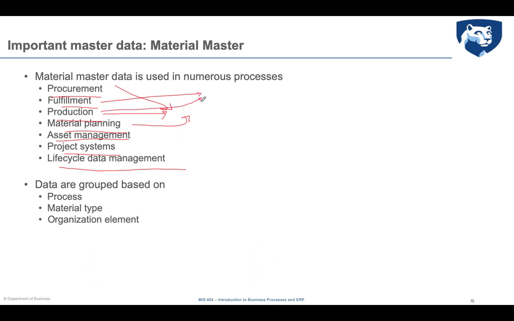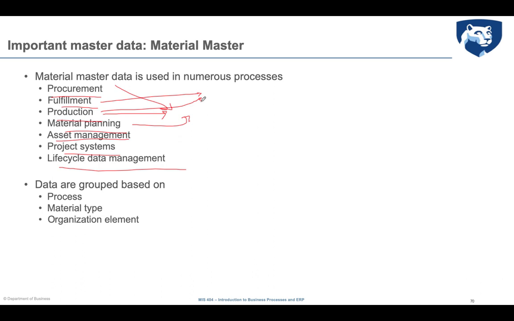Data about the customer are needed by fulfillment and by production. So some material master data are shared across different processes. Among these, the most important master data concern material. Materials are everything in the company that is managed from a physical perspective. They can be raw material, finished goods, work in progress, or whatever falls within the category of material. Material is the typical master data shared across multiple processes.